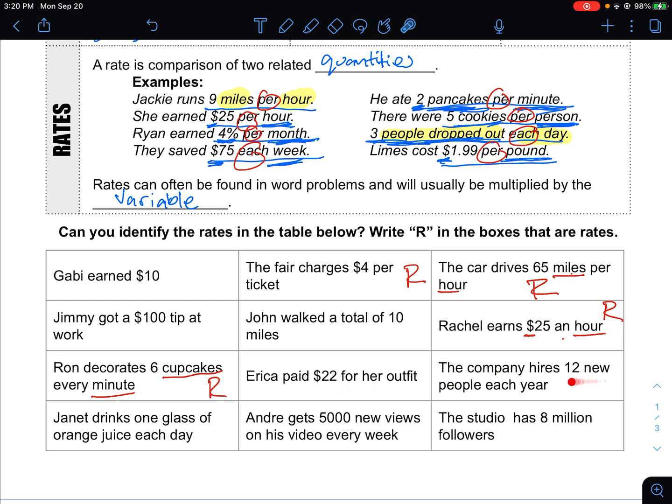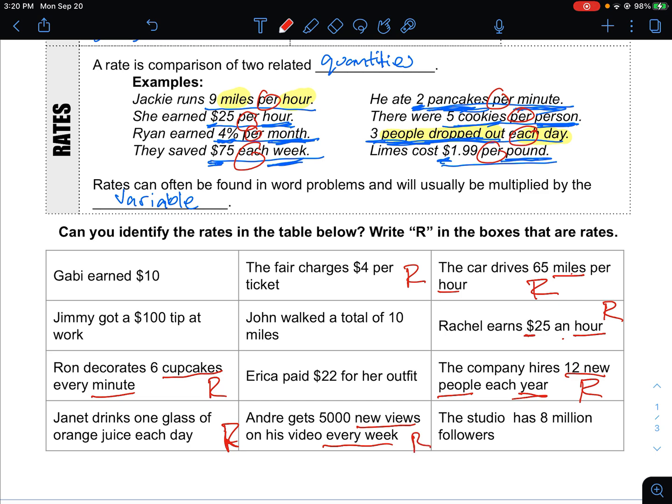The company hires 12 new people each year. Are we comparing two things? It's 12 new people and then each year, yes, that is a rate. Janet drinks 1 glass of orange juice each day. Yes, that is a rate. 1 glass of orange juice is being compared to the number of days. Andre gets 5,000 new views on his video every week. Is that a rate? Yes, it's new views each week. So that is a rate.